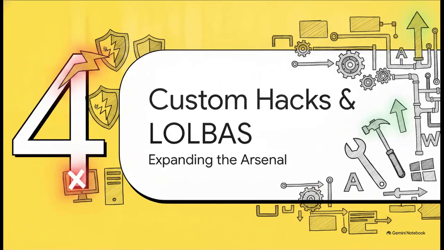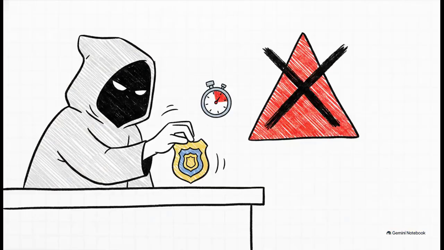Moving right along, let's hit Section 4, Custom Hacks and LOLBAS, expanding the arsenal. Because let's face it, when default techniques like PsExec get detected, operators have to adapt. So, when those default tools trigger alerts, what do you do? Well, you get creative. Charlie Clark's SC shell project, which is something you can actually load directly into Cobalt Strike as an Aggressor script, brilliantly solves the PsExec noise problem we just talked about.